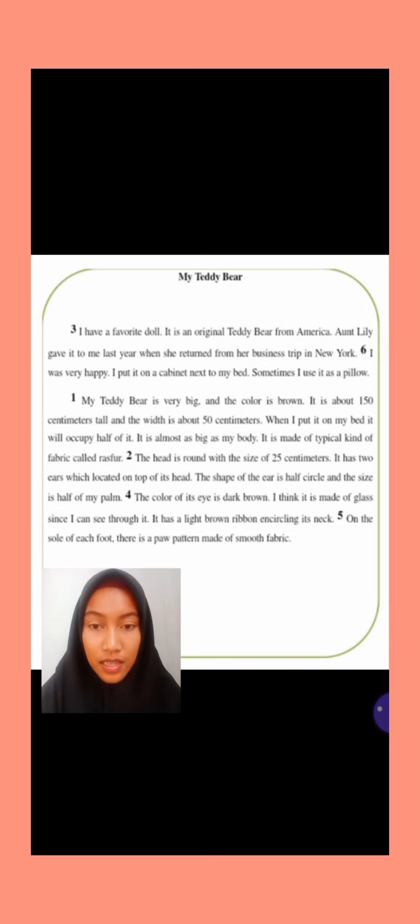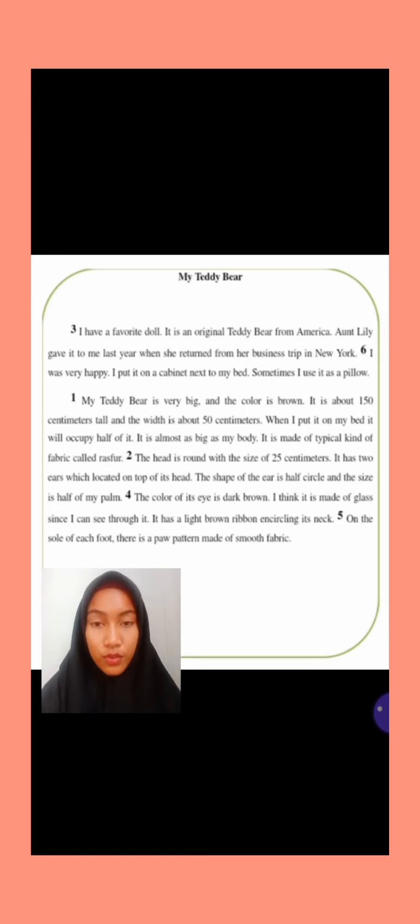And the next one is number 1. My teddy bear is very big and the color is brown. It's about 150 cm tall and the width is about 50 cm. When I put it on my bed, it will occupy half of it. It's almost as big as my body. It's made of a typical kind of fabric called dresser.